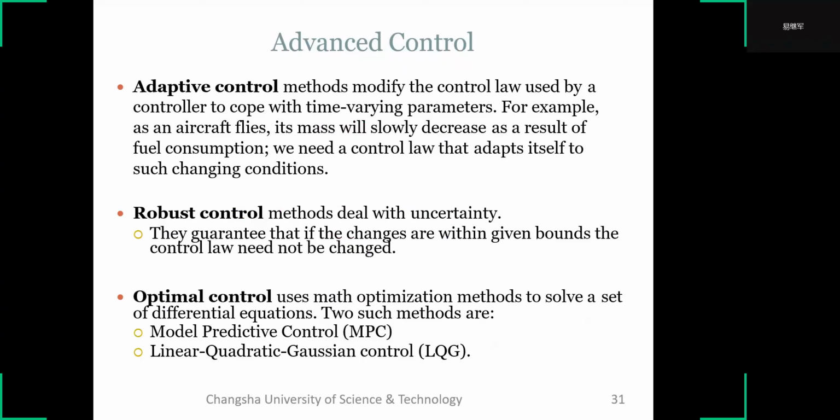Adaptive control methods modify the control law used by a controller to cope with time-varying parameters. For example, as an aircraft flies, its mass will slowly decrease as a result of fuel consumption. We need a control law that adapts itself to such changing conditions.